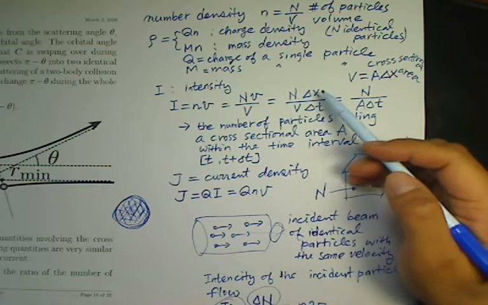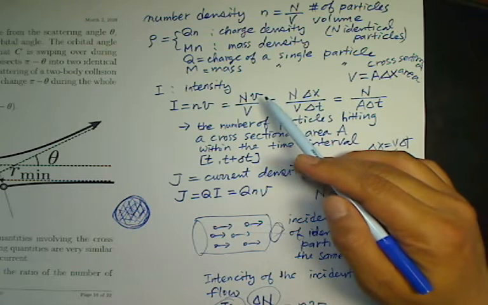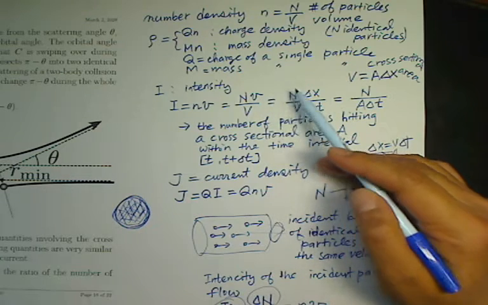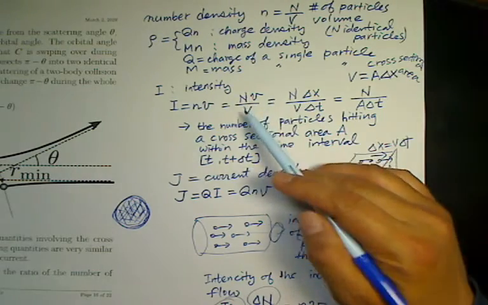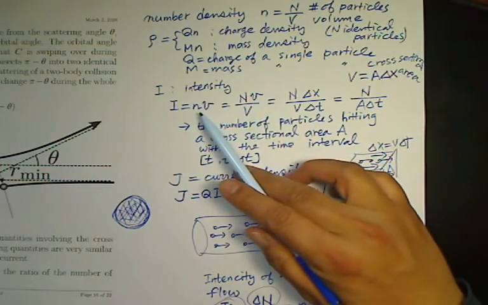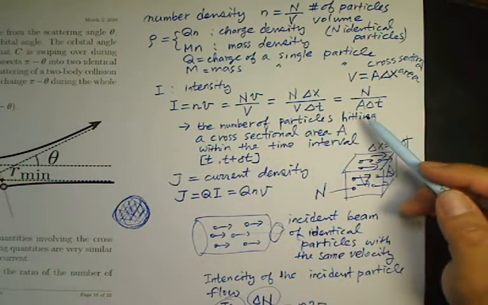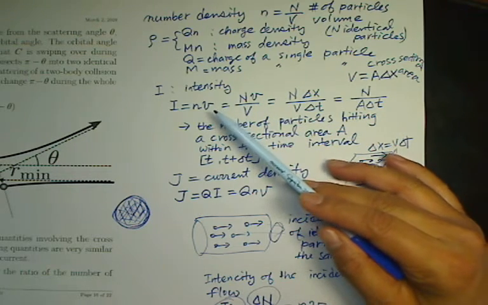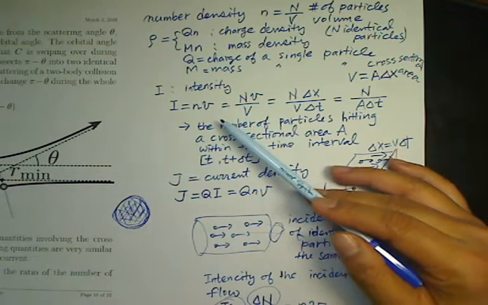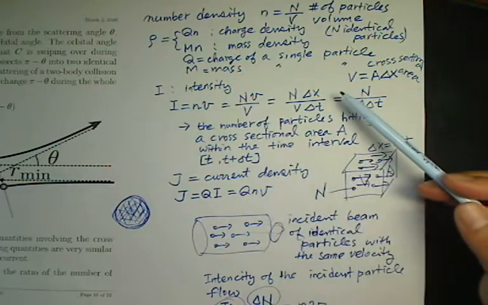And the numerator delta x divided by delta t is the velocity. Then you end up with the number of particles per volume. The number of particles per volume is the number density, and this is the velocity of each particle. We assume that all of the particles have the common velocity. So number density times velocity is the intensity.